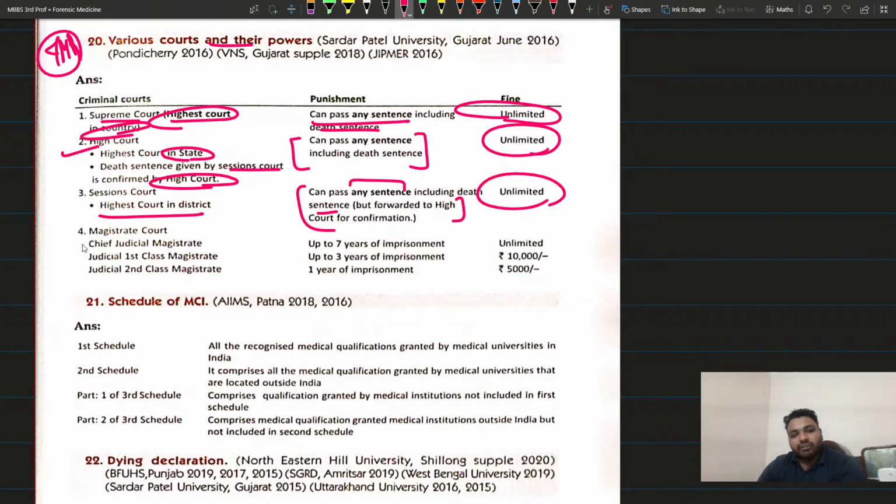Coming to the magistrate. Magistrate courts are further divided into Chief Judicial Magistrate, Judicial First Class Magistrate, and Judicial Second Class Magistrate. Now, the Chief Judicial Magistrate can award 7 years of imprisonment and an unlimited fine. Judicial First Class: 3 years of imprisonment and up to 10,000 rupees fine. Judicial Second Class: basically 1 year of imprisonment and 5,000 rupees.